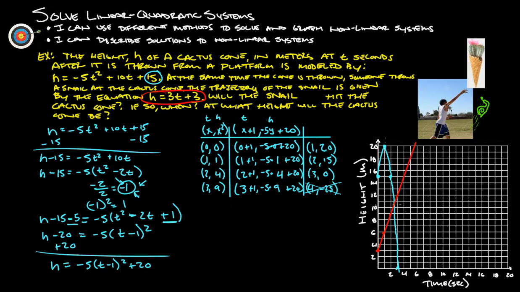It looks like it intersects right in, let's do that with a different color, right in here, doesn't it? Right at about somewhere between 10 and 11 feet up. So, will the snail hit the cactus cone? Yes. If so, when? Looks like somewhere between 2 and 3 seconds. And at what height will the cactus cone be? It'll be at about between 10 and 11 feet, roughly.